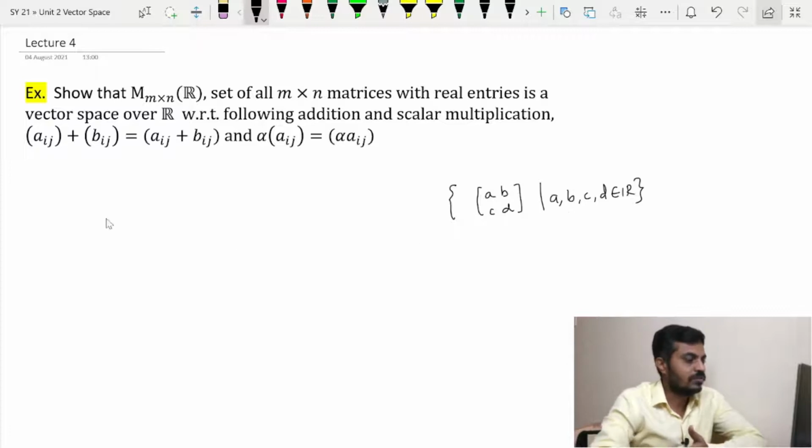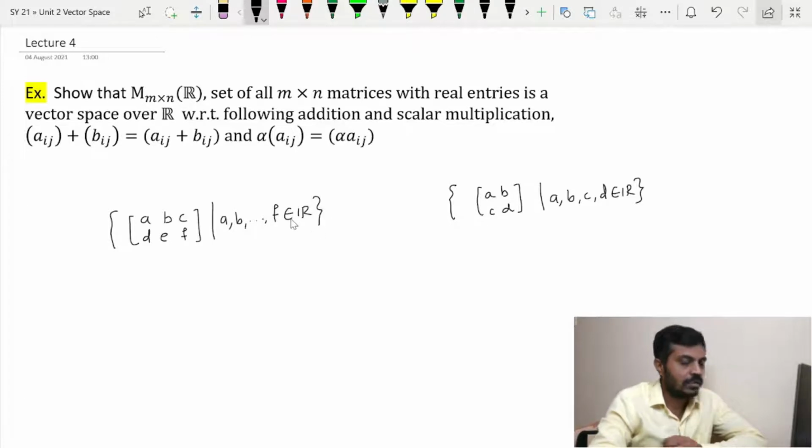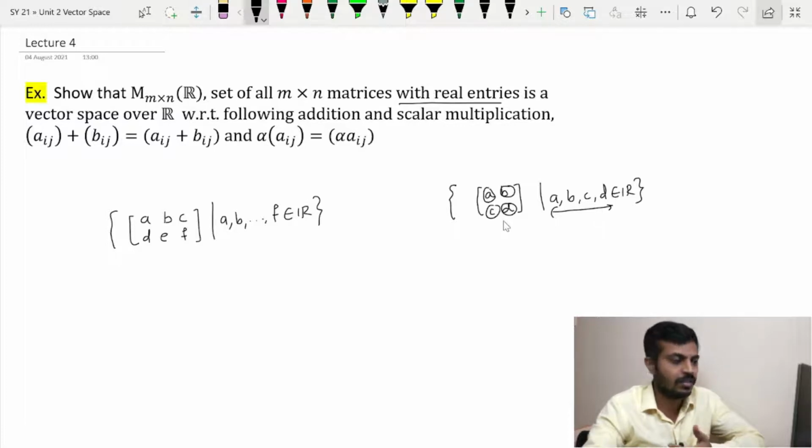Now what do you mean by the set of 2 by 3 matrices? The set of 2 by 3 matrices will be A, B, C, D, E, F such that all of these up to F belong to R. Another important thing to note is that here we are considering matrices with real entries, which I have mentioned here. What do you mean by real entries? The entries of the matrices are nothing but real numbers.